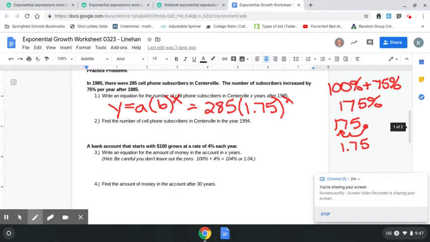For problem number two, then, it says find the number of cell phone subscribers in Centerville in 1994. Well, that is 9 years after 1985 when it was first recorded. So we'd plug 9 into the exponent, and we would clean that up using a calculator. How about for numbers 3 and 4?